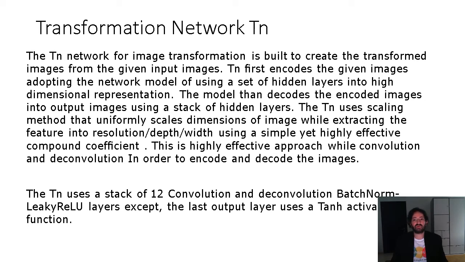The transformation network first encodes the given image, adopting a network model using a set of hidden layers, into a higher dimensional representation. The model then decodes the encoded image into the output image using a stack of hidden layers. The transformation network uses a scaling method that uniformly scales the dimensions of an image, while extracting the features, into resolution, depth, and width, following the EfficientNet CNN model, using a simple yet highly effective compound coefficient. This is a highly effective approach for convolution and deconvolution in order to encode and decode the image. The transformation network uses a stack of 12 convolutional and deconvolutional batch norm leaky ReLU layers, except the last output layer, which uses a tanh activation function.